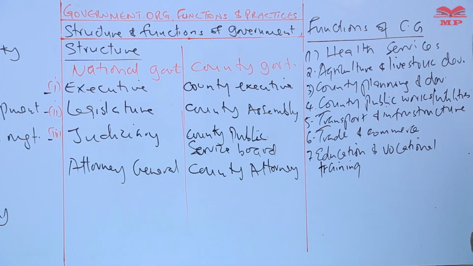Education and vocational training. The county governments are responsible for the provision and management of county level education and also vocational training, including the establishment, including the management of county schools, and so on.